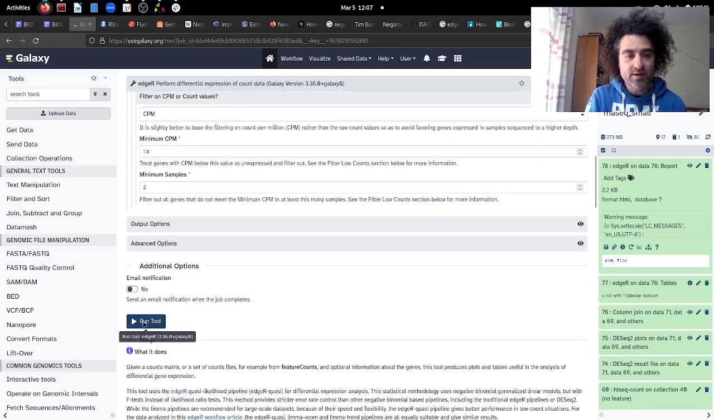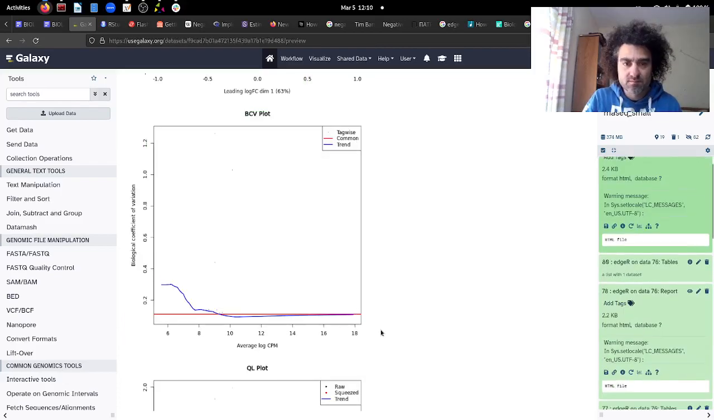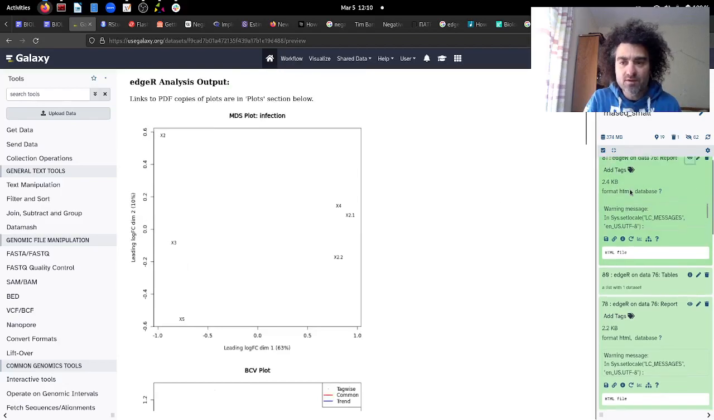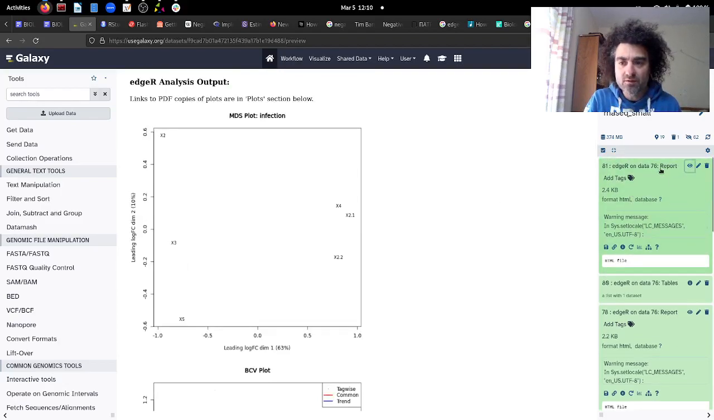Okay, and now I run the tool. So the analysis has finished now, has been completed, and we are ready to see the report. I will click here on the report tab of EdgeR. So EdgeR outputs 2 files, one is a report and the other one are the tables. We will see the tables later on.